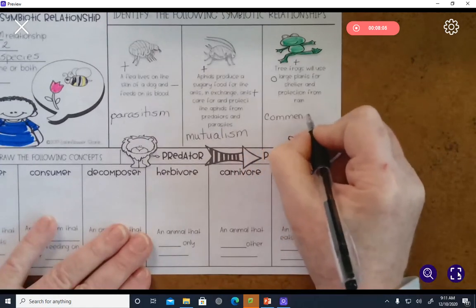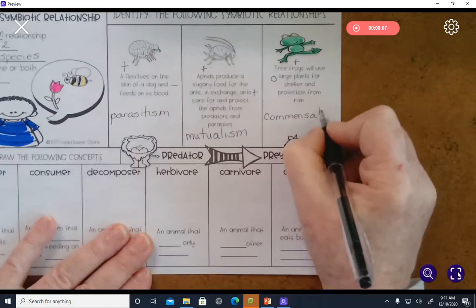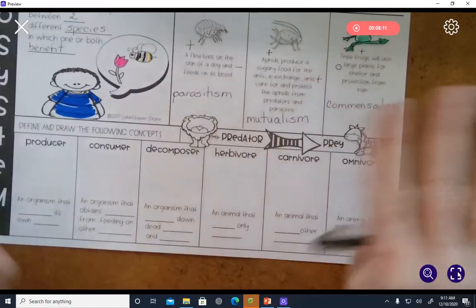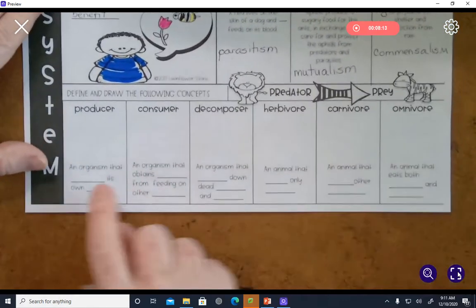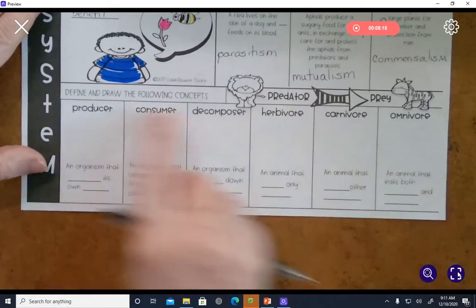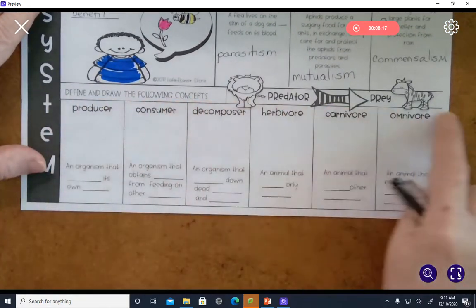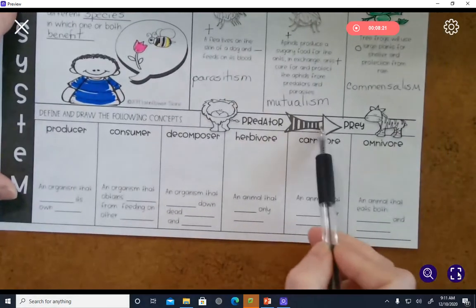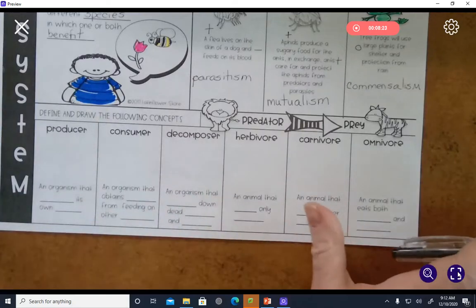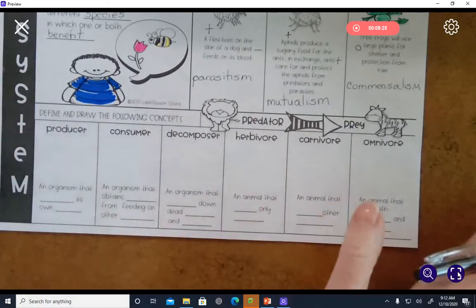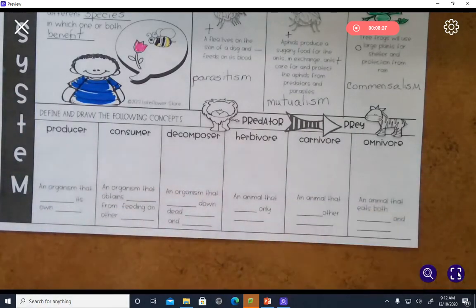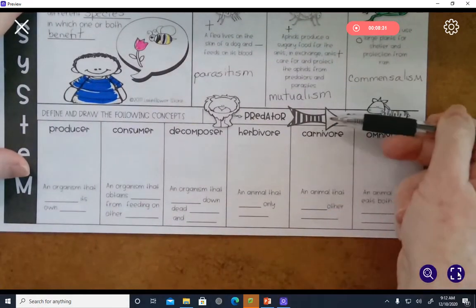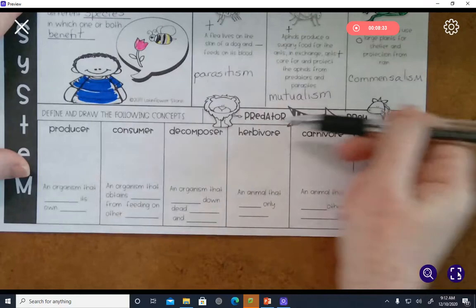I always sort of say it like we have something in common. Okay, now these are energy roles. Ooh. Define and draw the following concepts. Predator to prey. See, now here, this paper, which is not one of mine, to me, this arrow is wrong. The arrow should go this way. Where's that energy going?